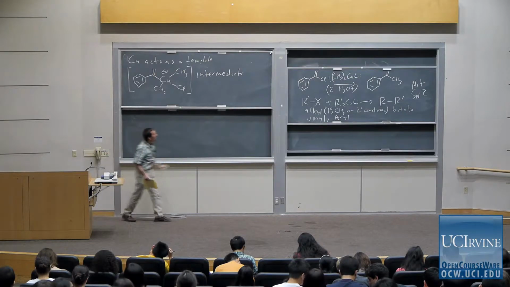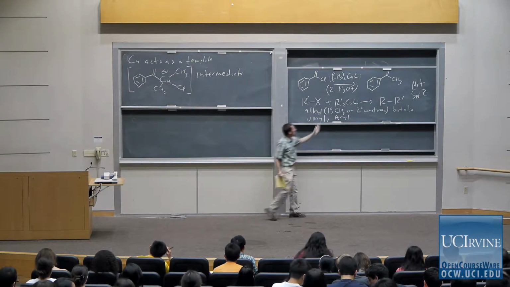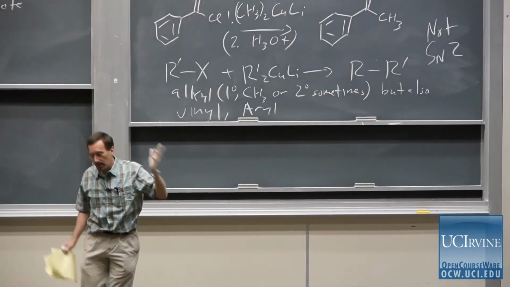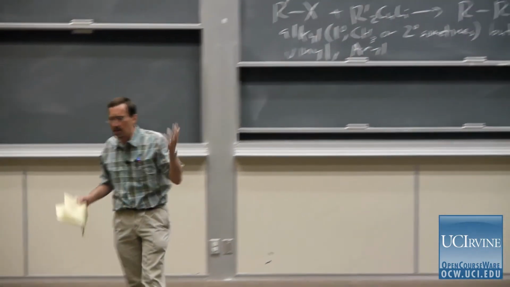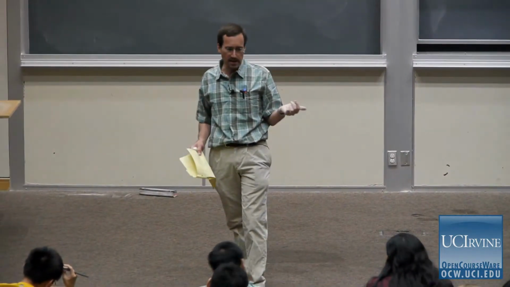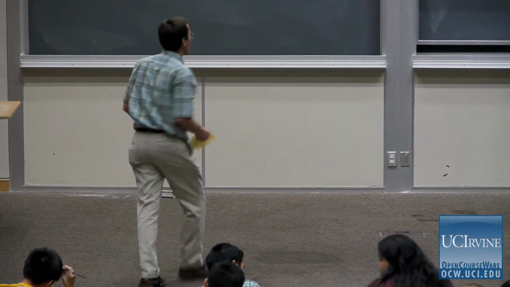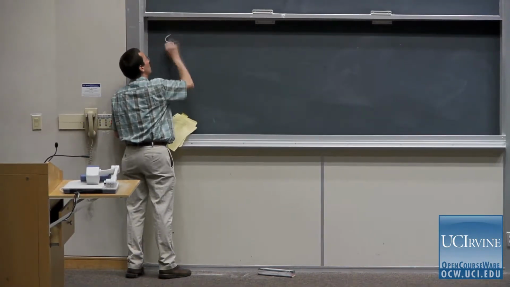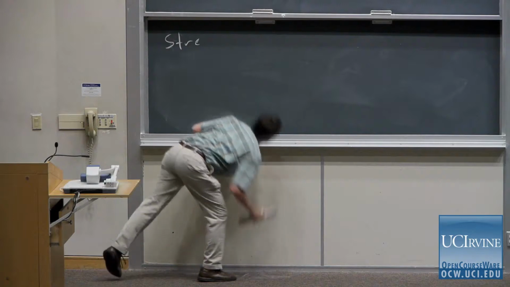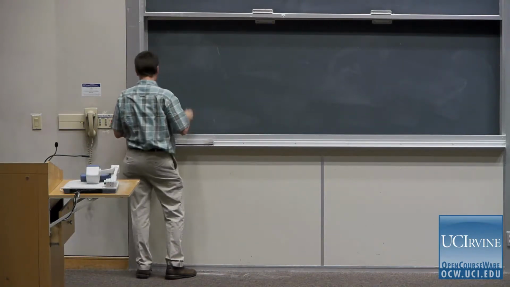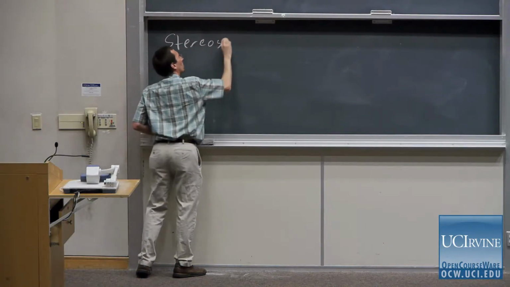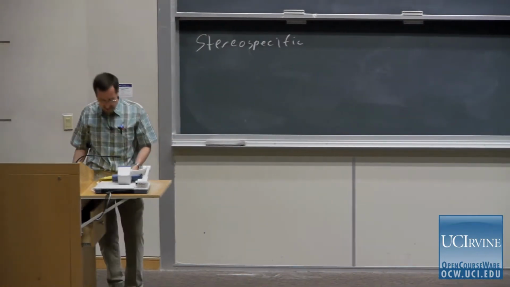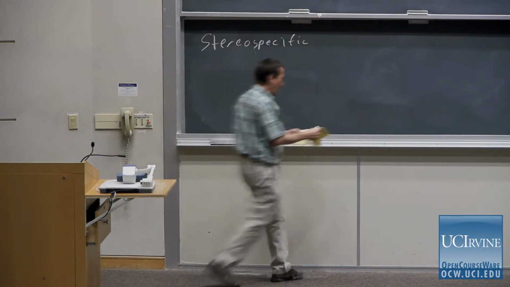Now, as I said, this chemistry can occur not just with typical SN2-like alkyl halides, but also with things that would never, never, never participate in an SN2 reaction. And so one of the features with vinyl halides is that the reaction is stereospecific. In other words, stereochemistry is retained about the bond of alkenyl halides.